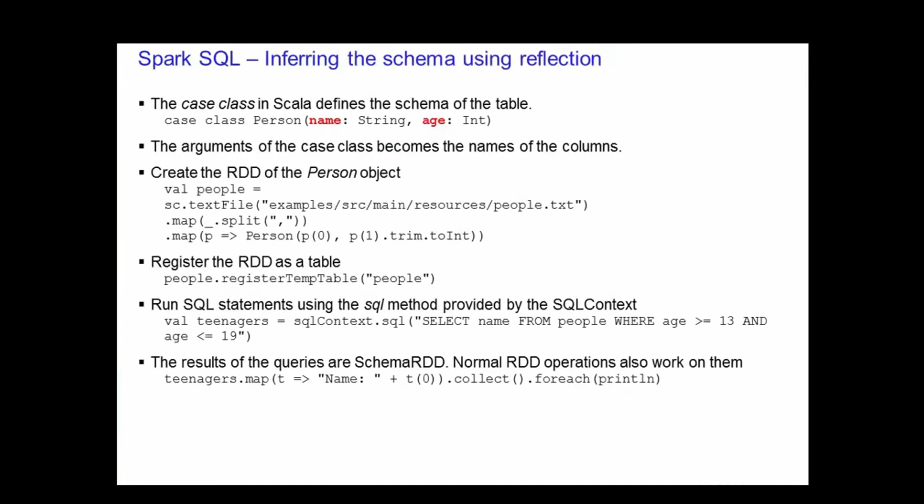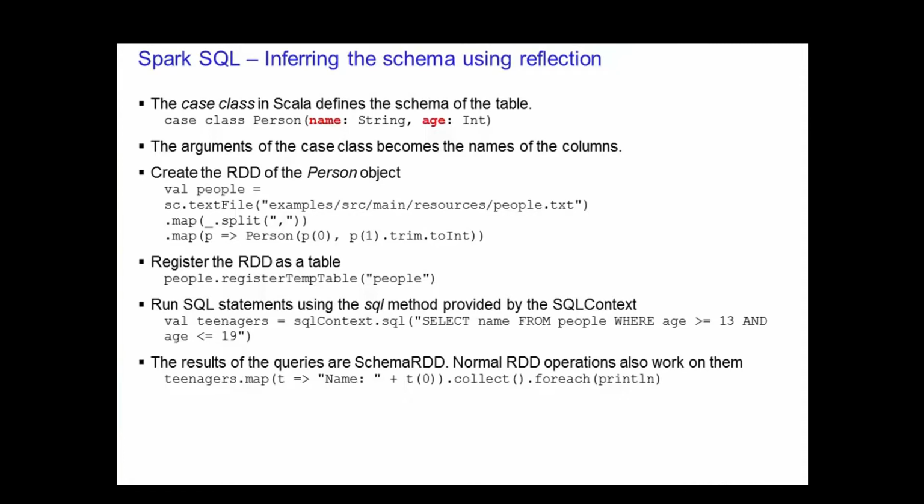The first of the two methods used to determine the schema of the RDD is to use reflection. In this scenario, use the case class in Scala to define the schema of the table. The arguments of the case class are read using reflection and become the names of the columns. Let's go over the code shown on the slide.